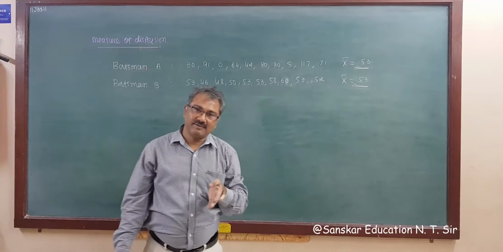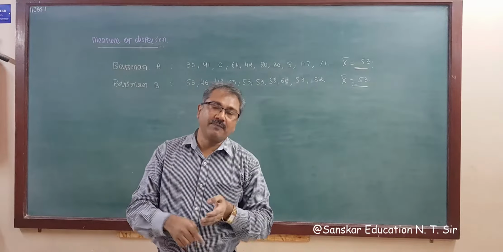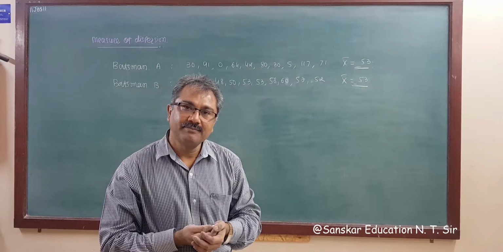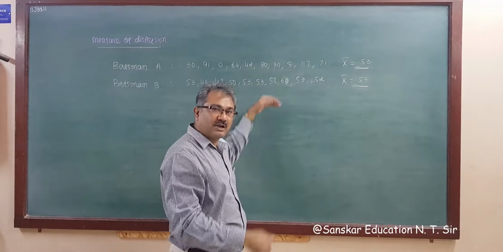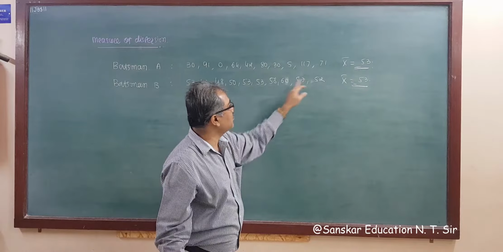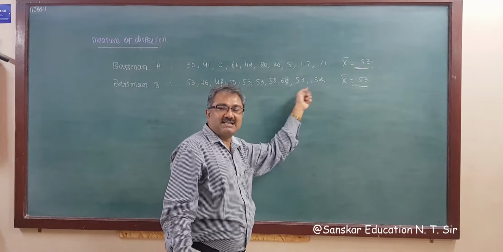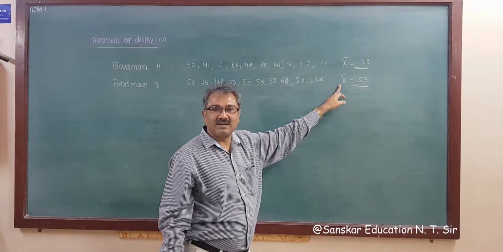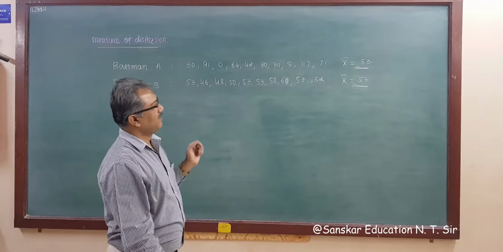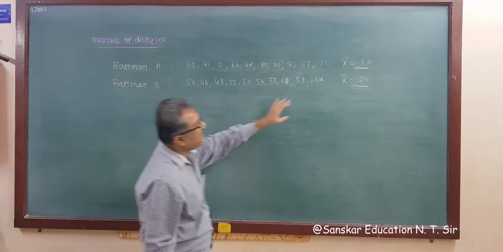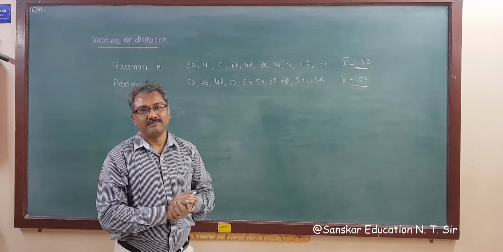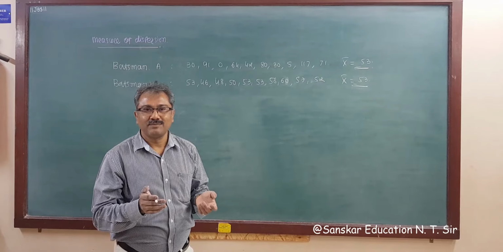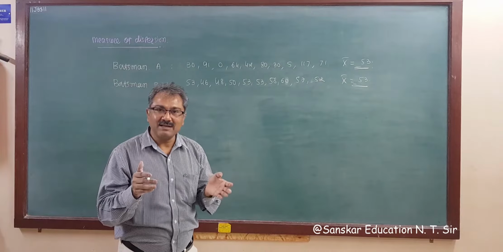My question is, can we say that the performance of the two players is the same, because the mean is the same for both batsmen? That's why I changed these two observations. If I don't change them, we can't get a mean of 53. So the mean for both batsmen is the same. Can we say that the performance of the two players is the same? Yes or no? Can we say no?